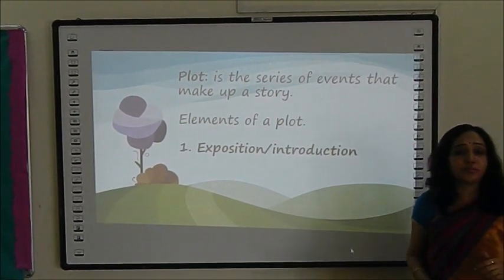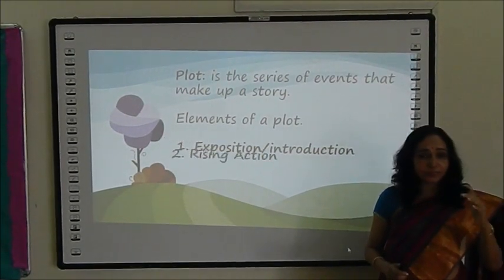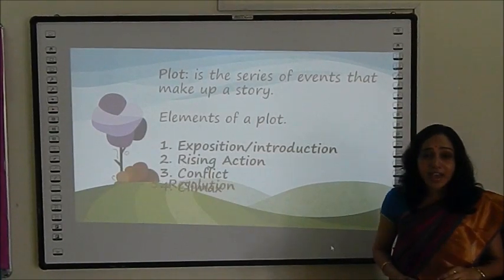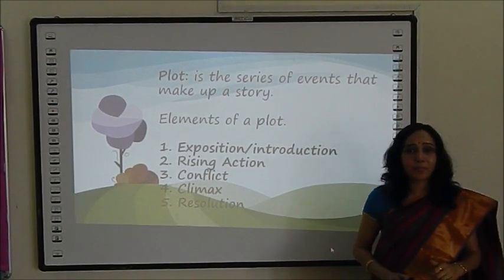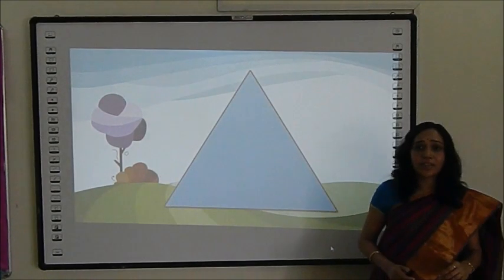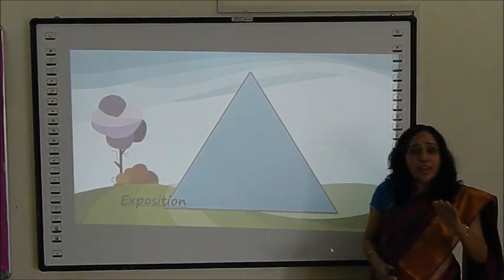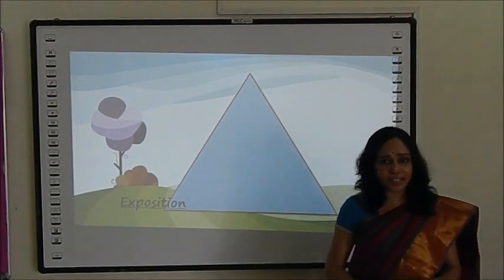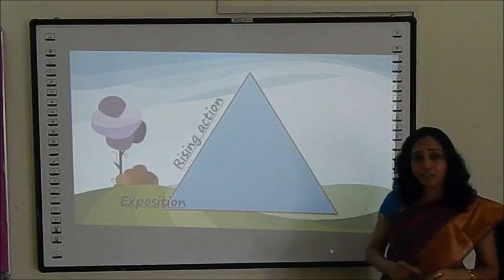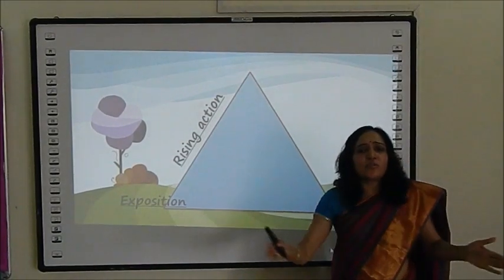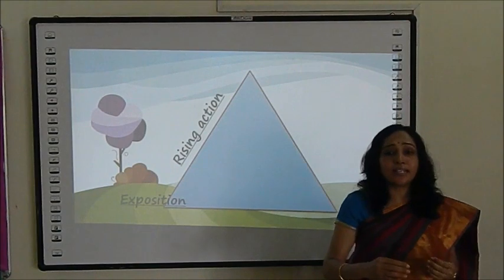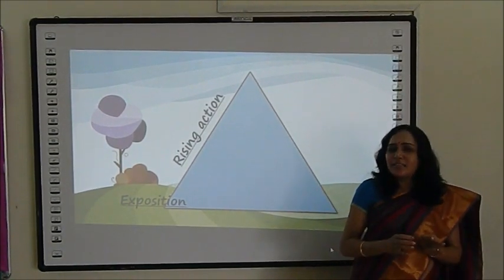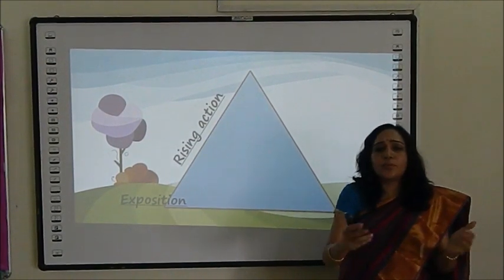Exposition or introduction, rising action, conflict, climax, and resolution. Exposition. It is the beginning stage of the story. The setting or the characters are introduced at this stage. Rising action is a series of events which advance the plot and engage the readers. Here, events start going beyond the control of the protagonist.